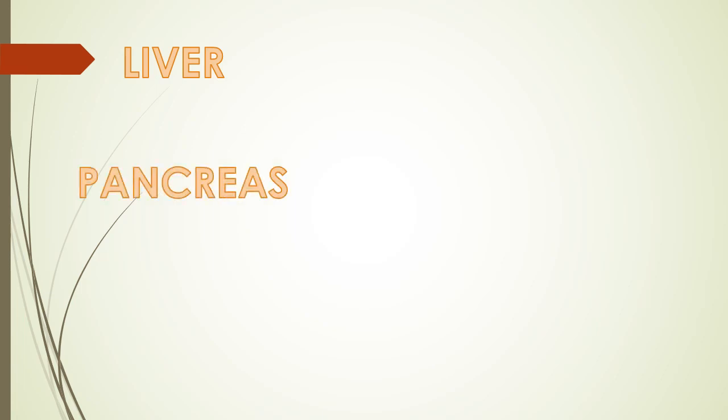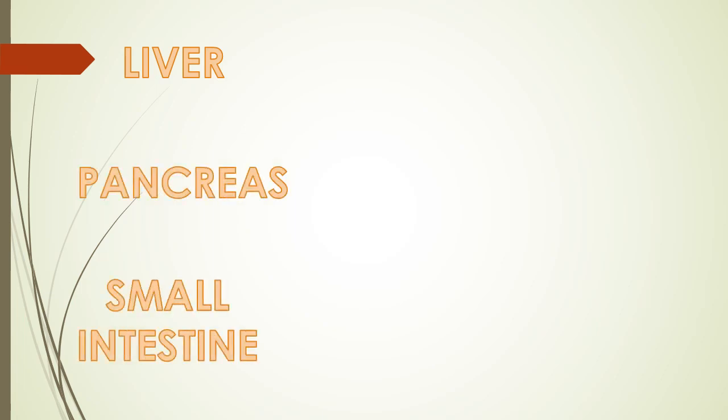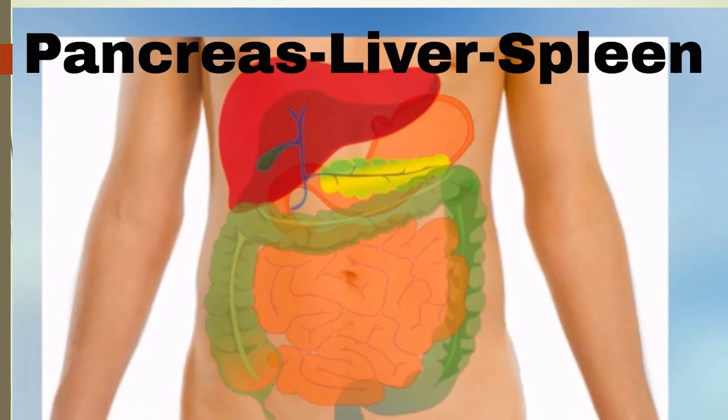Now before we discuss the role of these three players, let's see the respective location of the liver, pancreas and small intestine. Now you can see this is the small intestine in the abdomen. Just above this, the leaf-like structure is the pancreas and this large red colored structure is the liver.